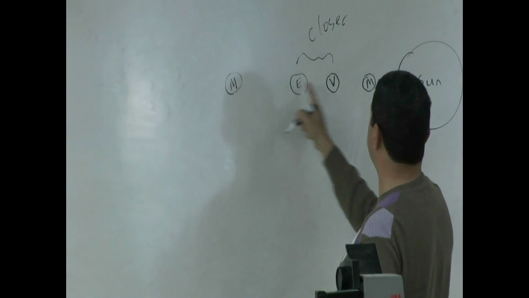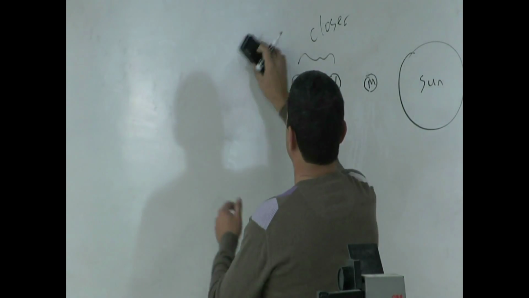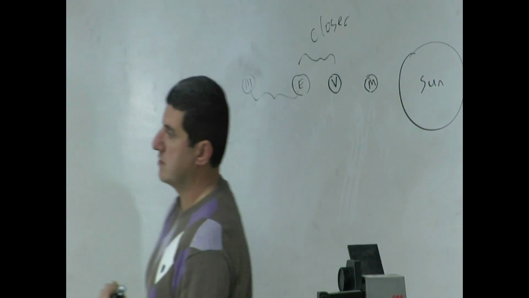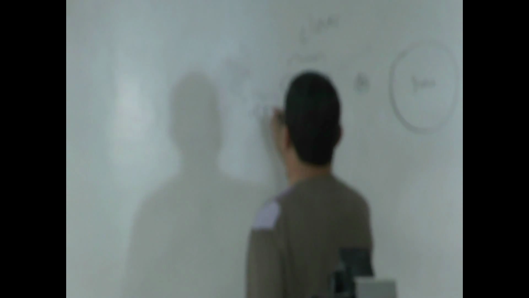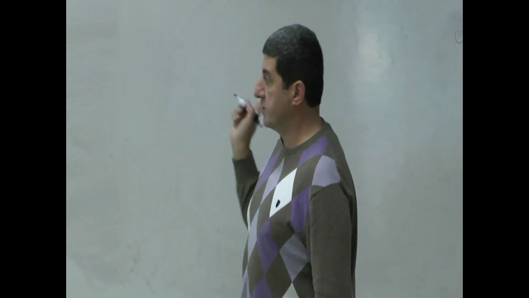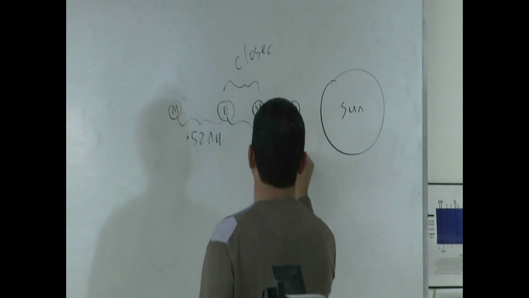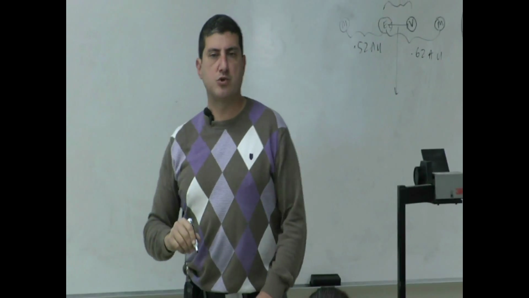Which one is closer to us, Mars or Mercury? Now, I should have done this a little bit closer. Because this distance is what? If you subtract 1.5 minus 1, you get a half, right? So this one is about 0.52 AU. And then from the Earth to Mercury is what? 1 minus 0.38, that's 0.62. And then from Earth to Venus is what? 1 minus 0.72 is 0.28.